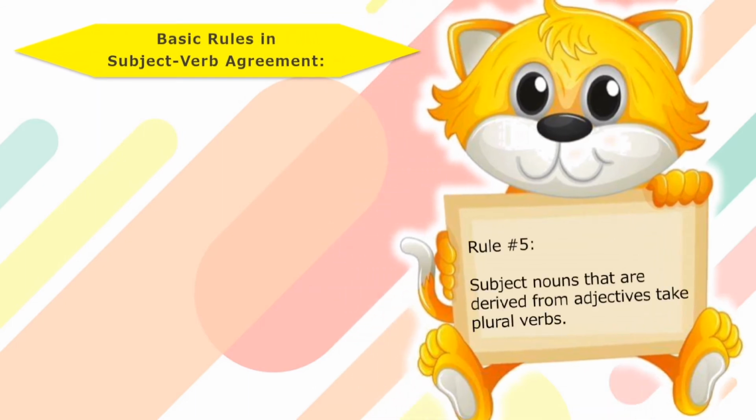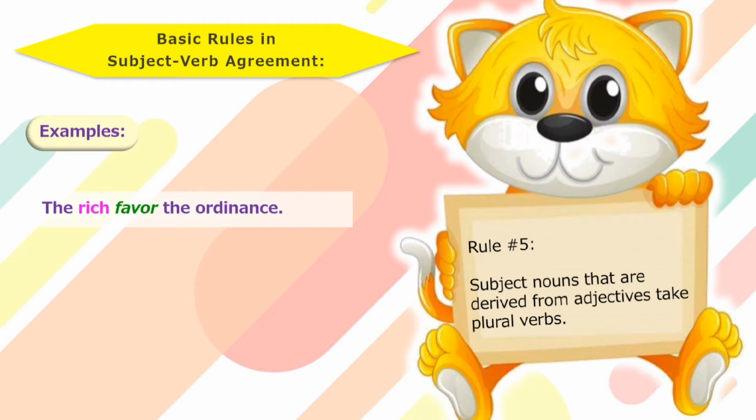Rule number 5. Subject nouns that are derived from adjectives take plural verbs. Let us have this for example. The rich favor the ordinance. The poor need more government attention.